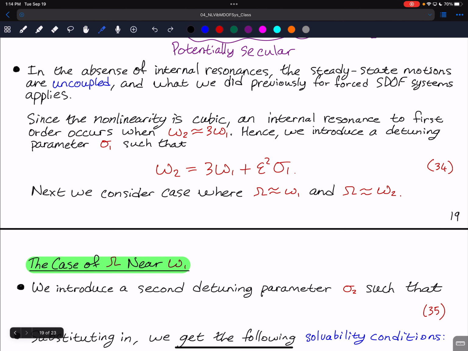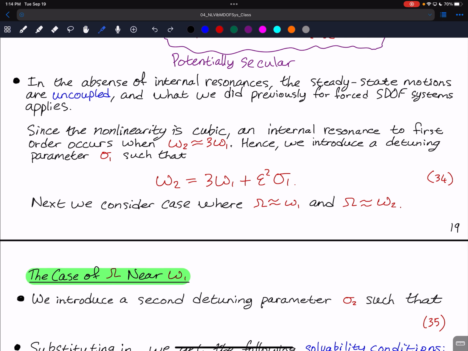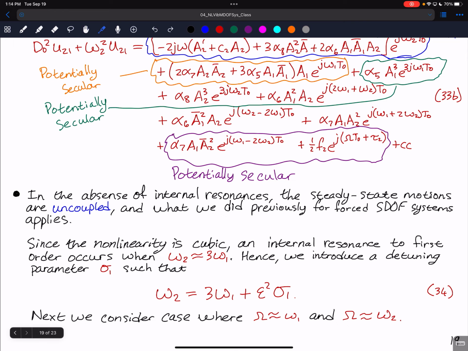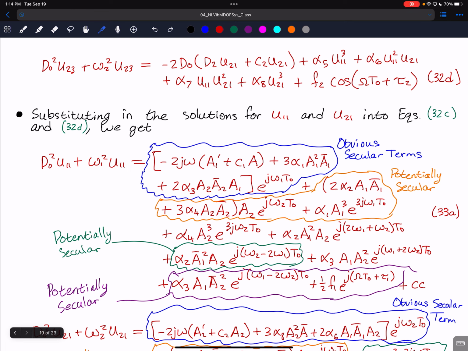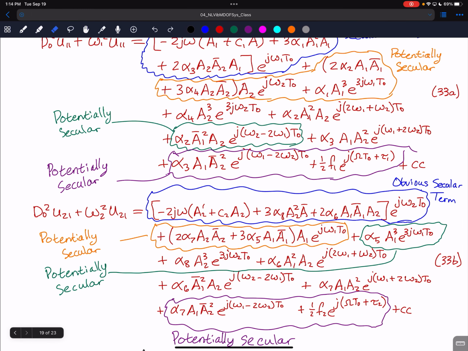So anyway, when thinking about this, we can get secular terms in one of the modes and not in the other mode, or different secular terms in each equation. Because what you're looking for in this first equation are terms that have e^(j omega 1 t0), because that's the natural frequency of this equation, so that would be forcing at the resonance. In the second one, we have omega 2, so we want anything e to the j omega 2 t0. That will be forcing at the resonance of this equation.